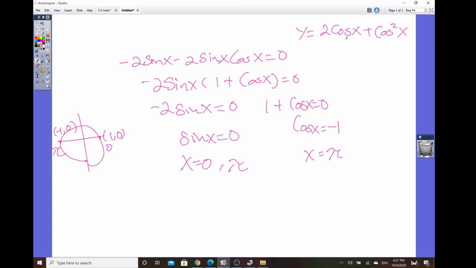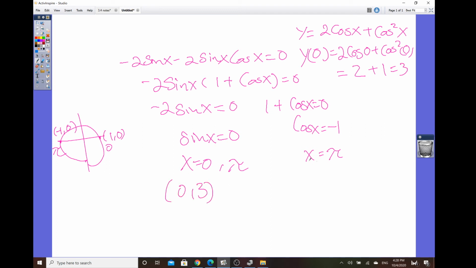So plugging a number back here, we started with y equals y of 0. So 2 cosine of 0 plus cosine squared of 0. Cosine of 0 is 1, so 2 times 1, that's 2. Cosine of 0 is 1, 1 squared, that's 1, which is 3. So we got 0 comma 3.